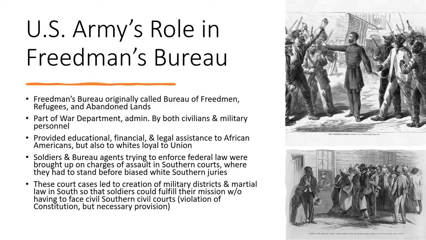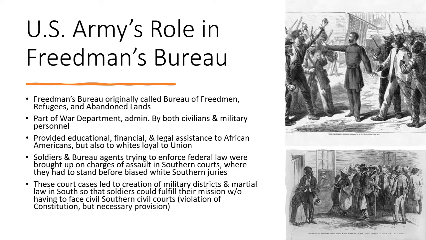So the U.S. Army played a major role in the Freedmen's Bureau, not only in its operations, but also in its security and protection. The Freedmen's Bureau was originally called the Bureau of Freedmen, Refugees, and Abandoned Lands. It was part of the War Department, but it was administered by both civilians and military personnel. The Freedmen's Bureau provided educational, financial, and legal assistance to African Americans, but also whites in the South who were loyal to the Union and supported the Republican Party's policies.